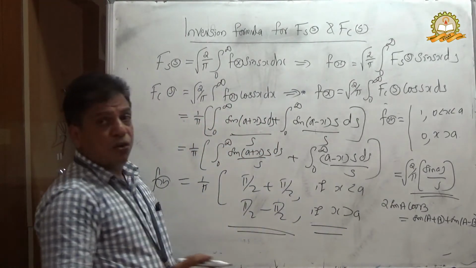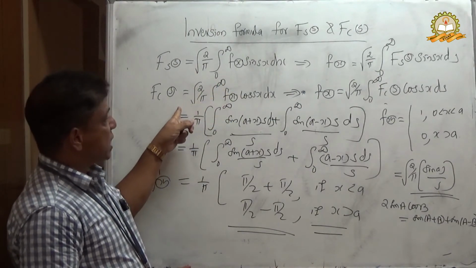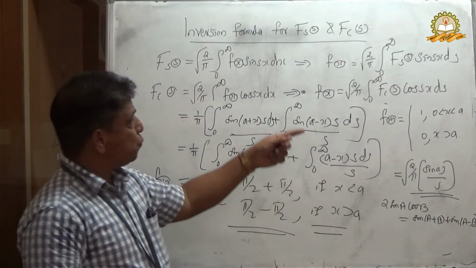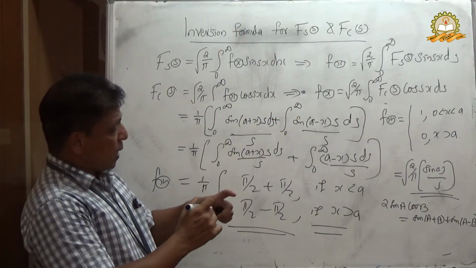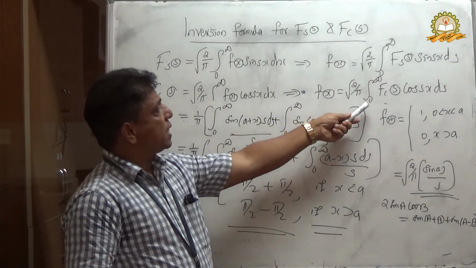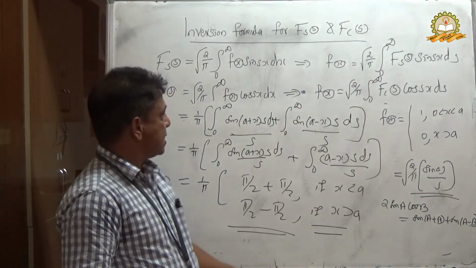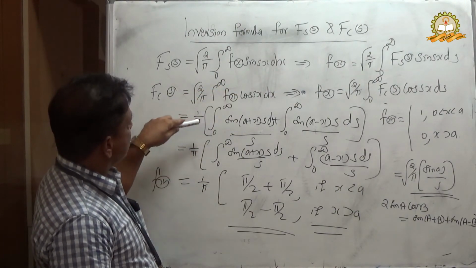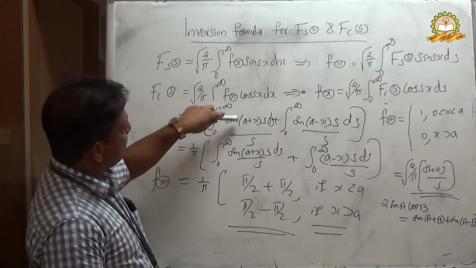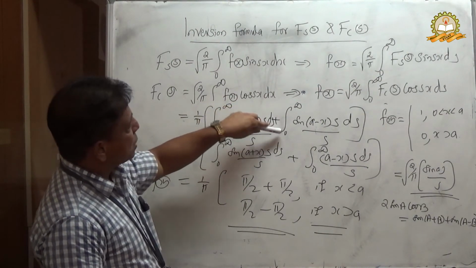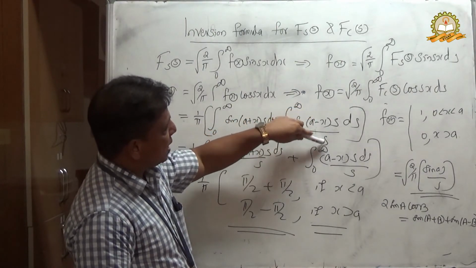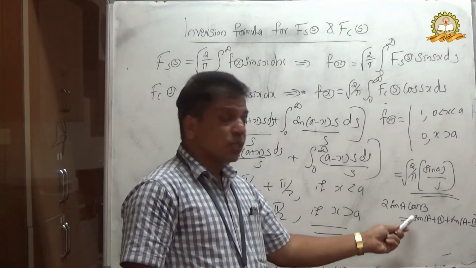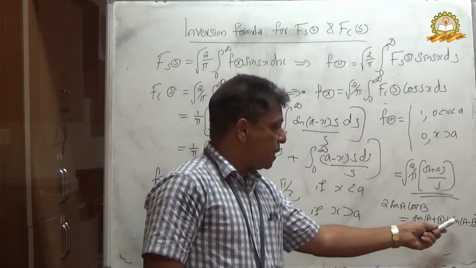Now, in this case, first we have to find out the Fourier cosine transform. The Fourier cosine transform answer is root of 2 by pi sin as by s. After that, to find the original function f of x, we apply the formula root of 2 by pi integral 0 to infinity fcs cos sx ds. When we apply the formula, we get 1 by pi integral 0 to infinity sin (a plus x) s ds by s plus integral 0 to infinity sin (a minus x) s ds by s, using the trigonometrical identity 2 sin a cos b is equal to sin a plus b plus sin a minus b.